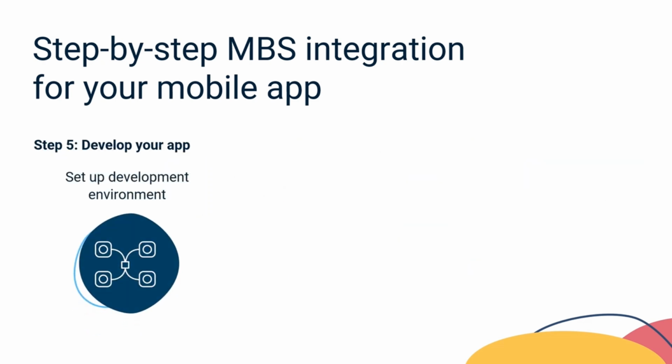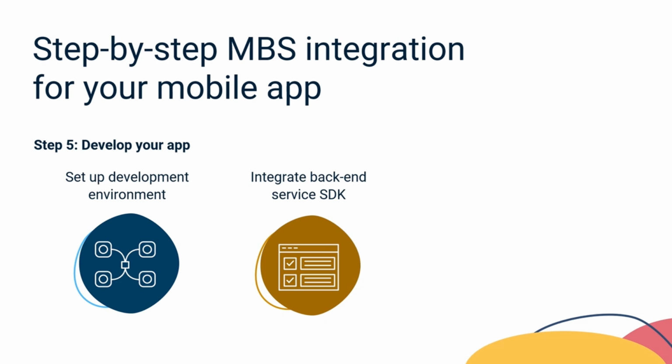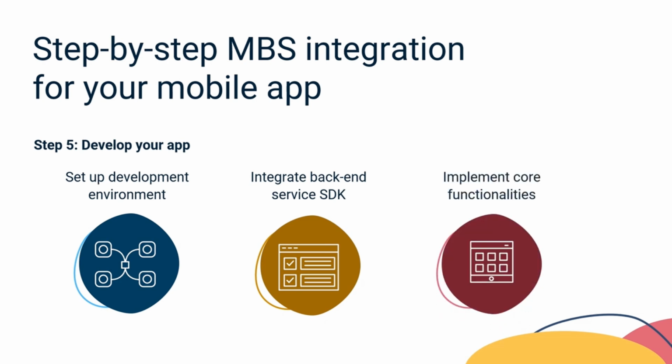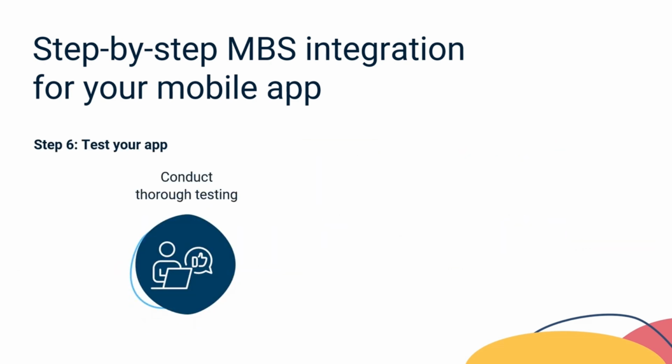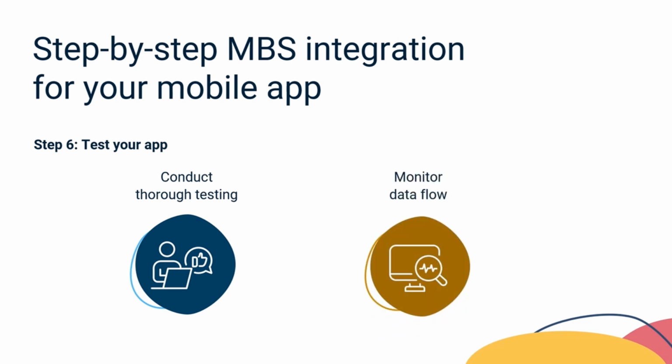Set up your development environment, integrate the backend service SDK, and begin coding the core functionalities of your app. The sixth step is to test your app. Conduct thorough testing of all functionalities to ensure that they work correctly with the backend service. Monitor data flow to identify and resolve any issues.